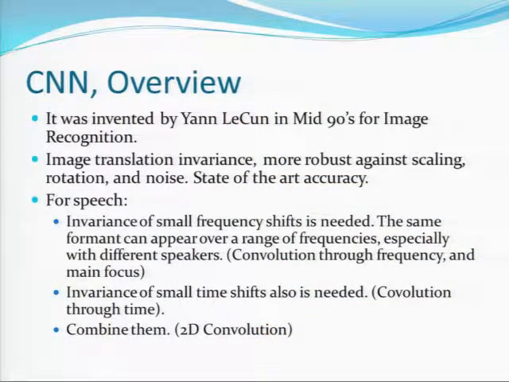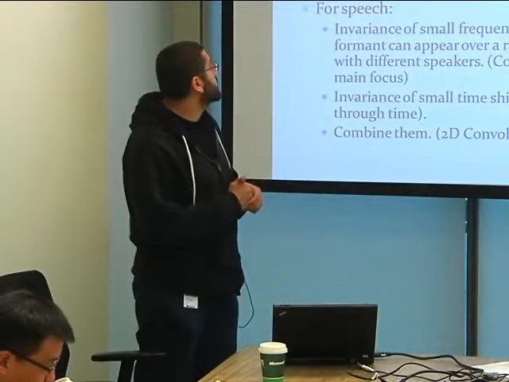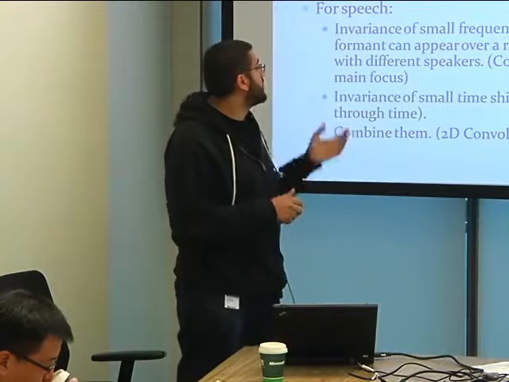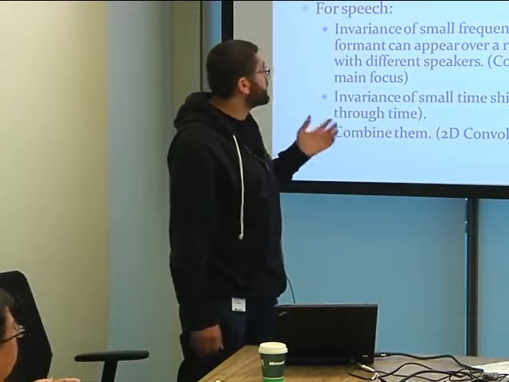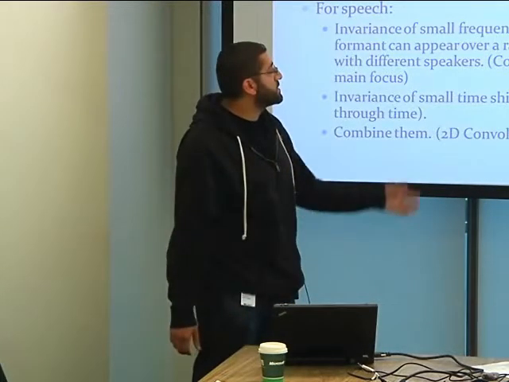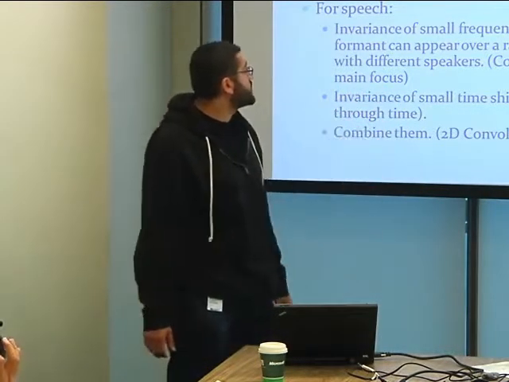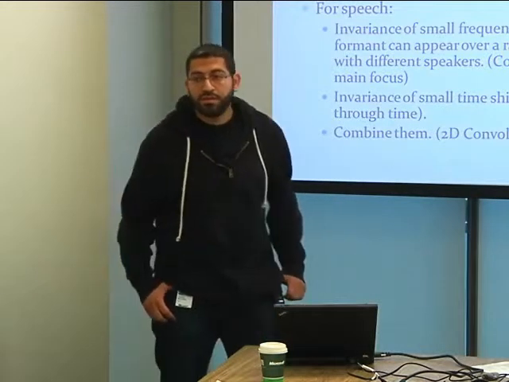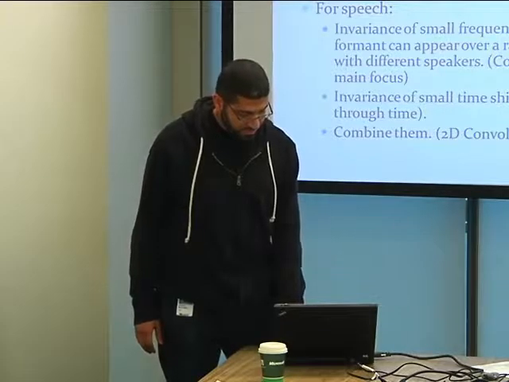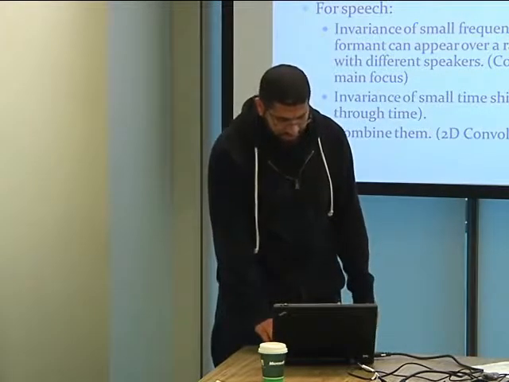First, the convolutional neural network was invented for image recognition by Yann LeCun in the mid-90s. It provides invariance to translation, and as a result it is more robust against scaling, rotation, and noise, and it provides state-of-the-art accuracy on image recognition tasks.